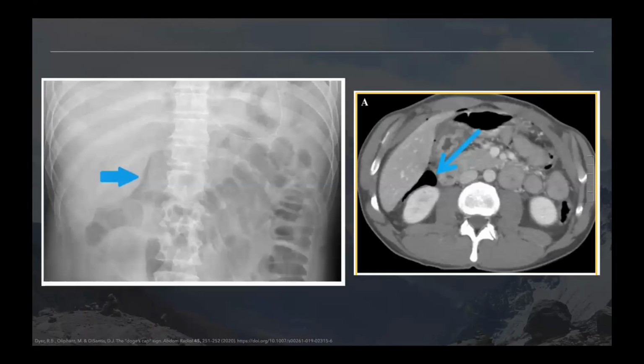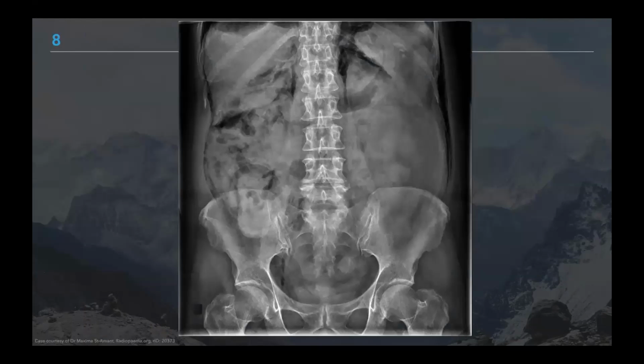So those are the radiological signs of perforation. Must be aware of those. Obstruction and perforation are going to be the big boys in terms of getting marks in your OSCEs and finals. Okay, so number 8, have a look at this. What do you think? Where's the abnormality? What might it be?